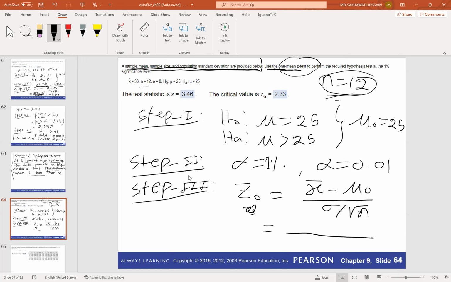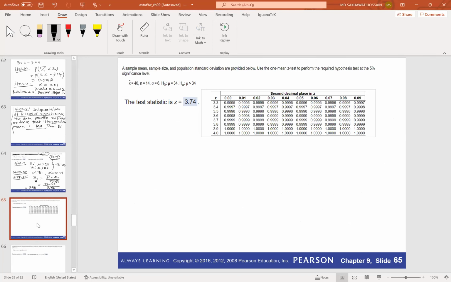So let's calculate the test statistic. X bar is 33 minus 25, over sigma, which is 8, over the square root of 12. If you simplify this, you will get 3.46. We'll use the critical value approach, or you can also use the p-value approach. In this case, we'll use the critical value approach.